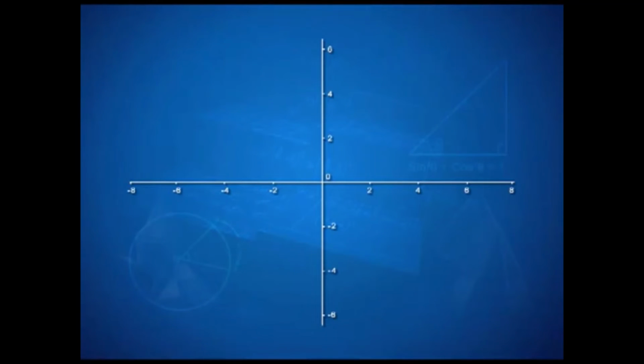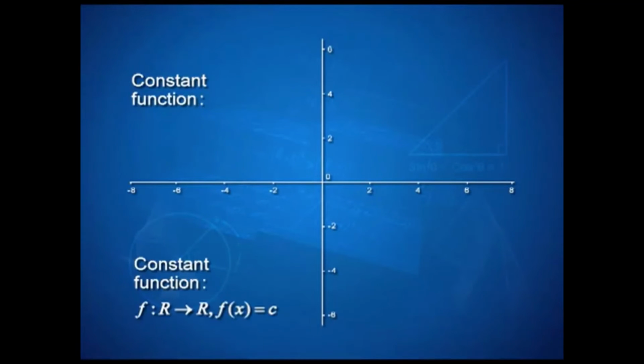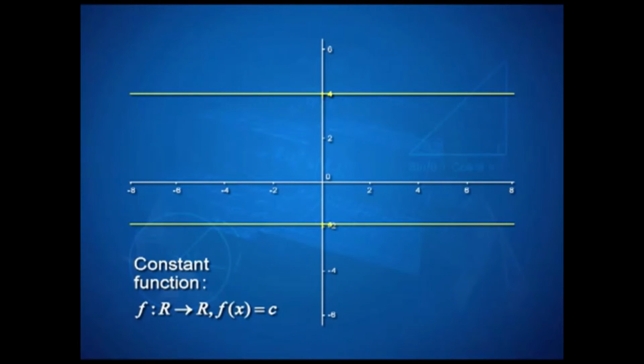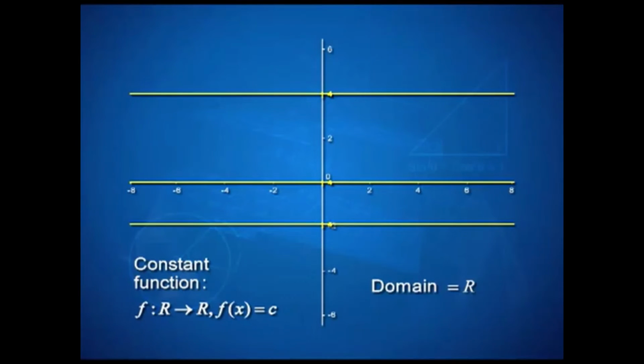Another interesting function is the constant function. Again mapped from real numbers to real numbers, f of x is c. C is a constant that can change. So, I can have c to be -2, I can have it to be 4, or I can even have c to be 0. It turns out to be a straight line parallel to the x-axis. What is the domain of such a function? Definitely all the real numbers.